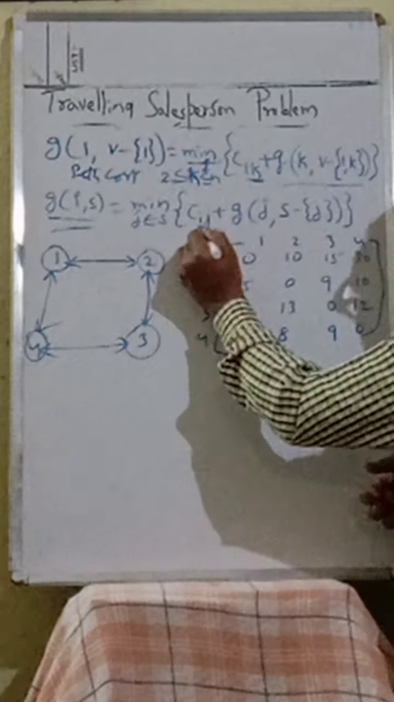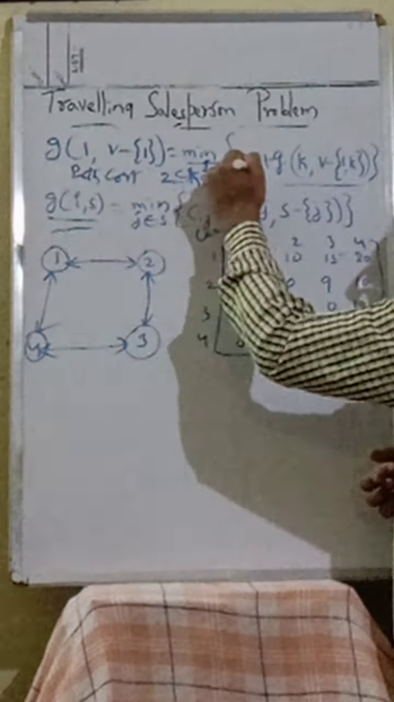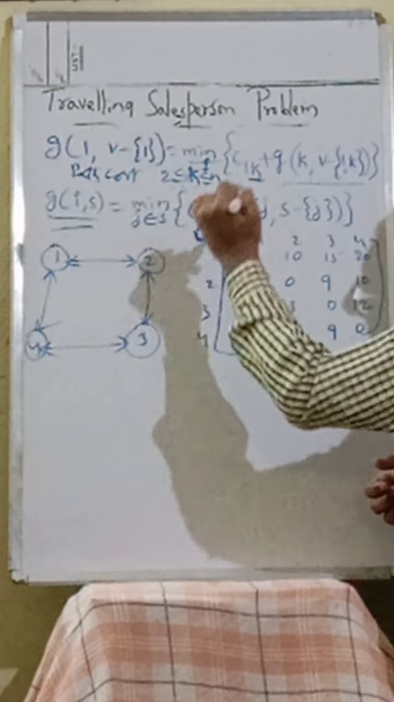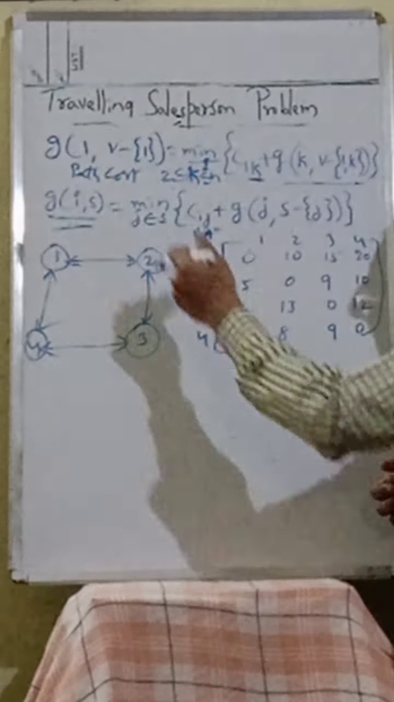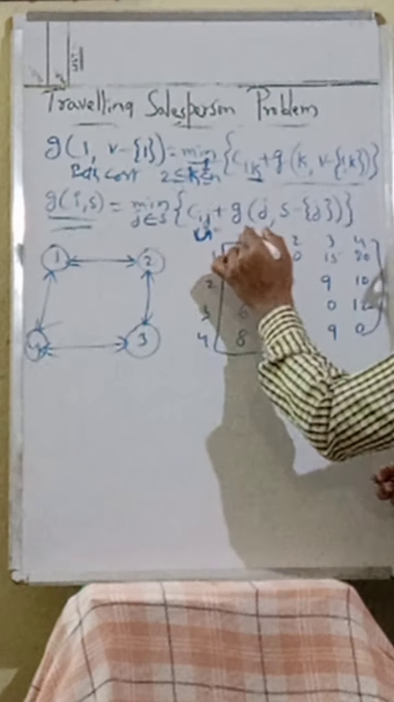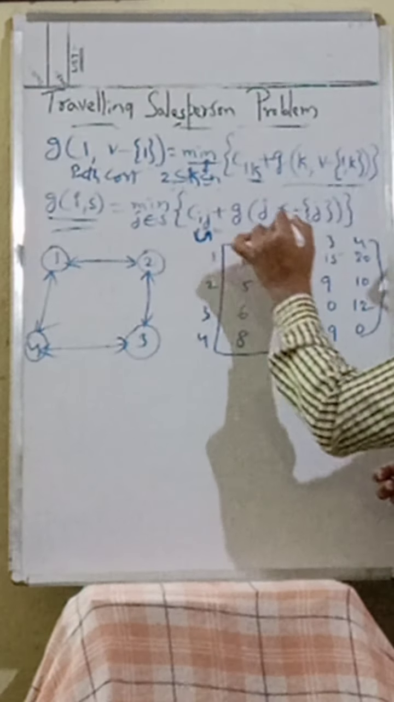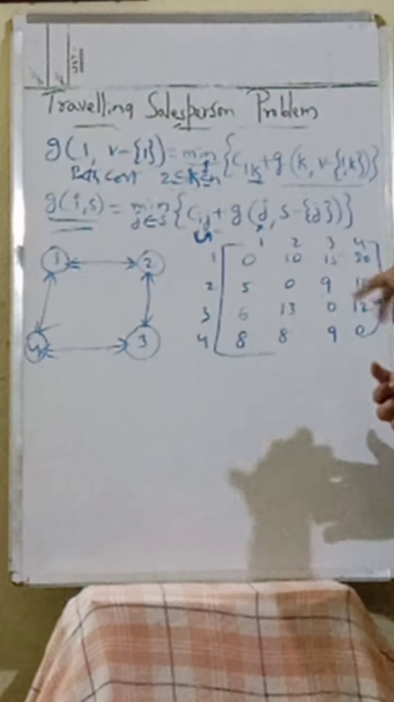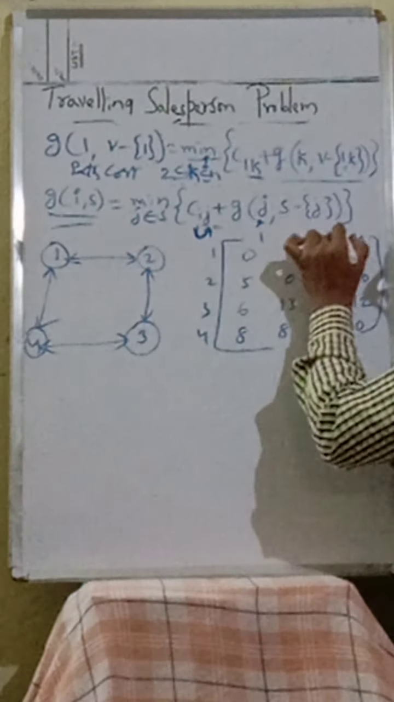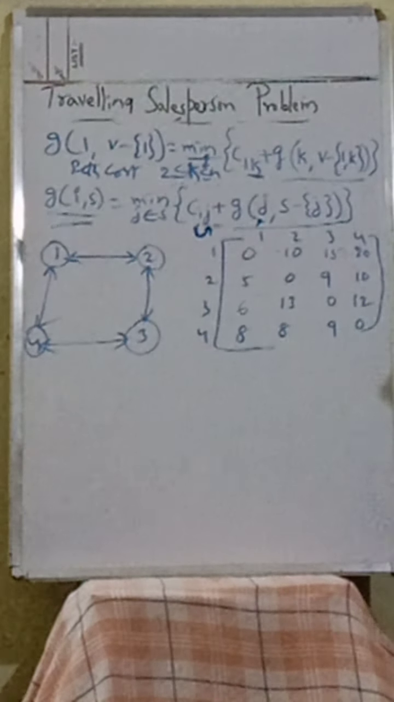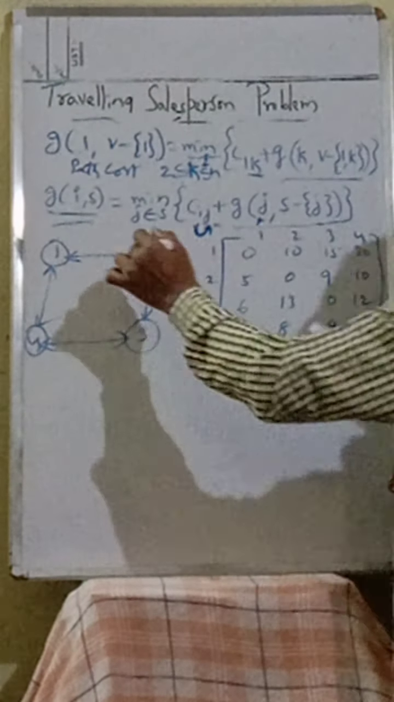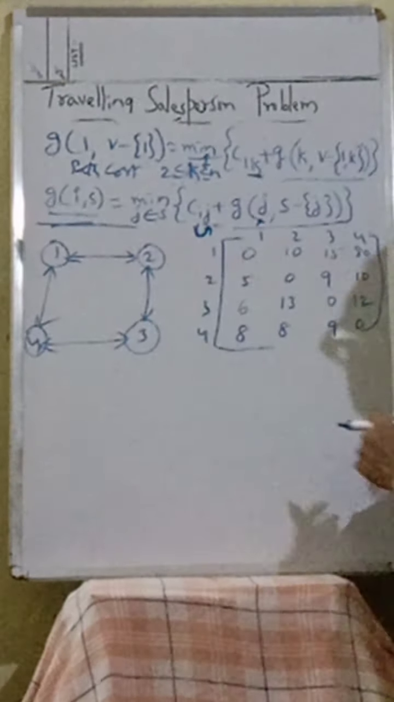From I if we reach K, like from 1 if we reach K, like that from I if we reach J in S, J must belong to S and I must not belong to S. Now consider each and every node as J, go to that particular J and calculate the path cost from J to all the remaining nodes and again to J. That's why G is used for calculating path cost and Cij is edge cost. So for calculating all the intermediate nodes, we are using G of I comma J.